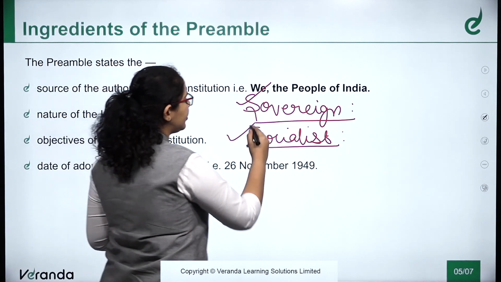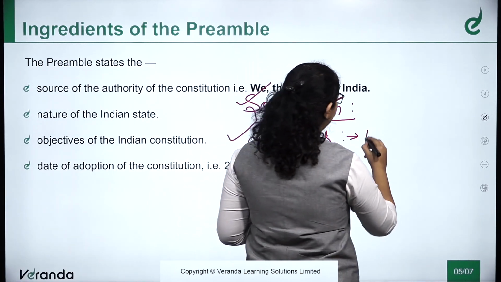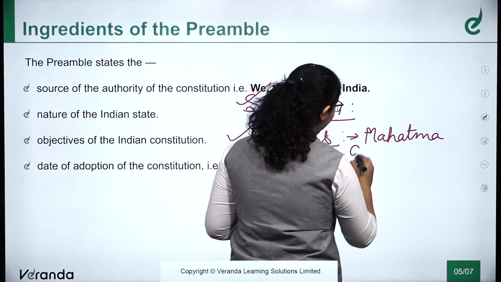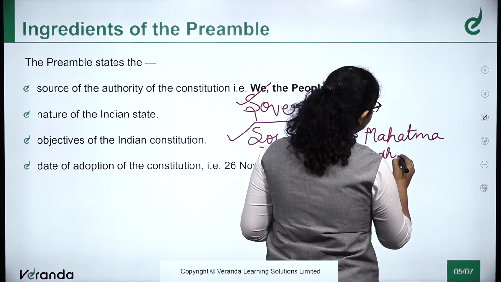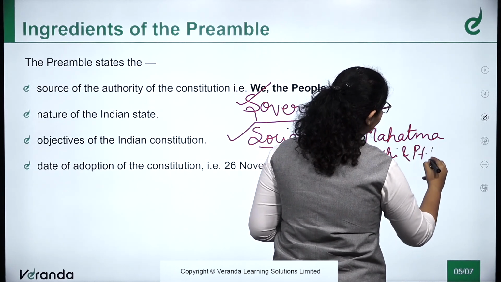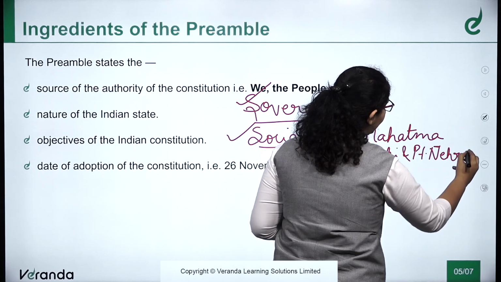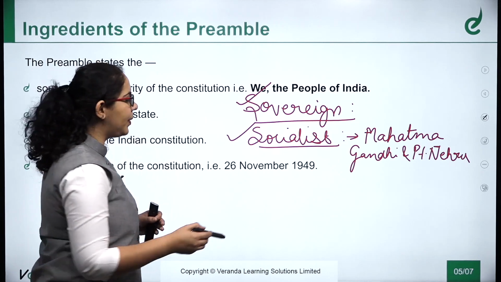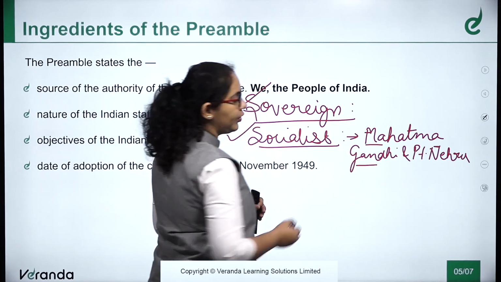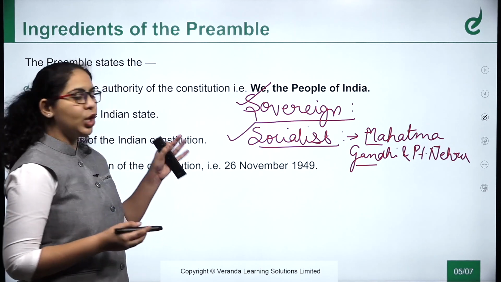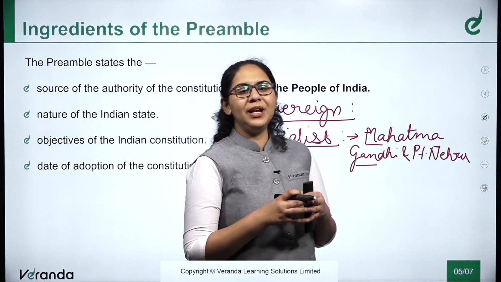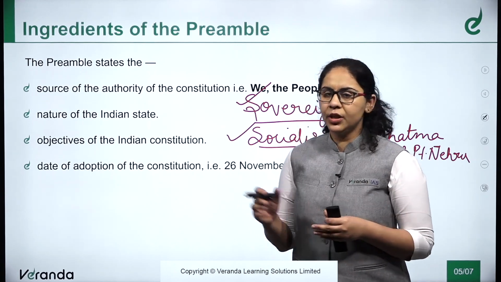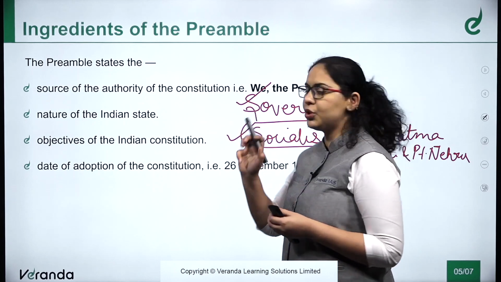This socialist philosophy of India is guided by the philosophy of Mahatma Gandhi and Pandit Jawaharlal Nehru. Pandit Jawaharlal Nehru was influenced by the erstwhile USSR. When India got freedom, today's Russia was at that time the erstwhile USSR. So Pandit Nehru and Mahatma Gandhi were influenced by the philosophy, and the socialist philosophy states that India aims at building a welfare state, bringing welfare to all and every section of people. So this is what socialism in the Indian constitution means.